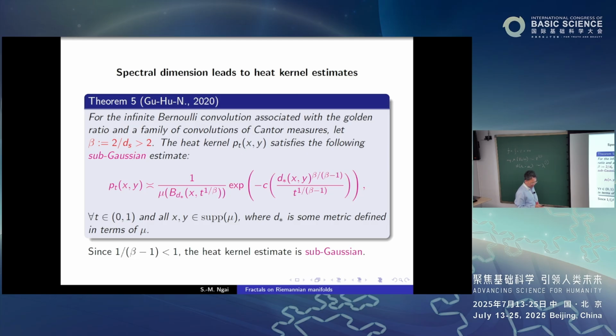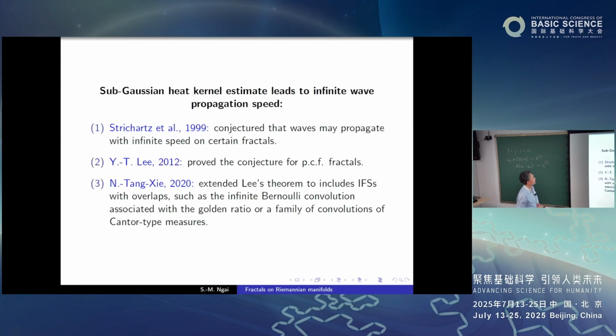So the motivation for doing this was a conjecture by Strichartz et al. They conjectured that waves may propagate with infinite speed on certain fractals, and Kigami proved this conjecture for PCF fractals. So that includes the gasket.